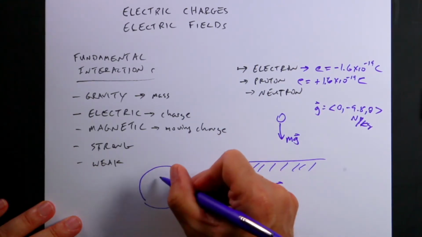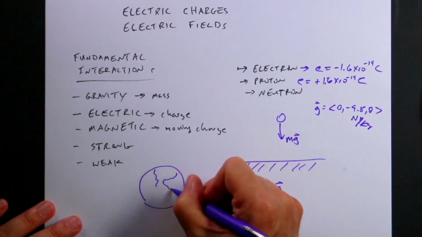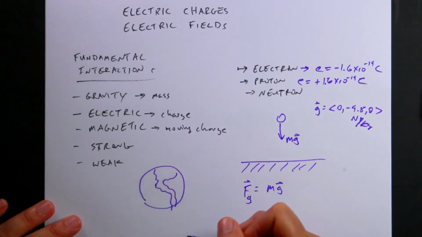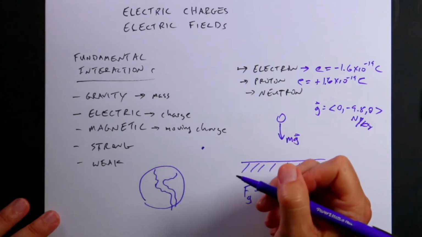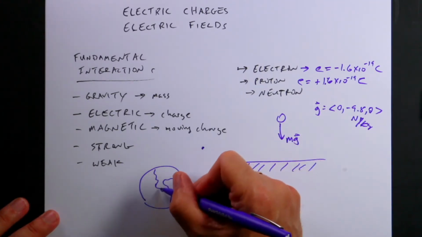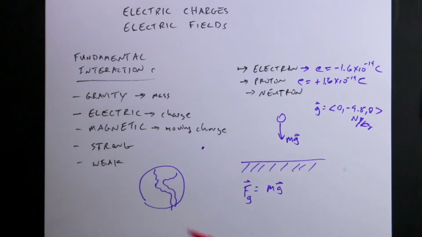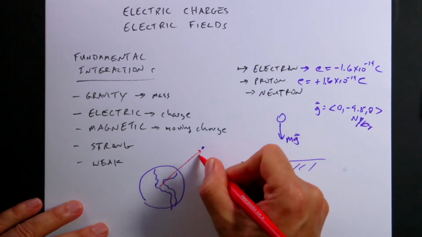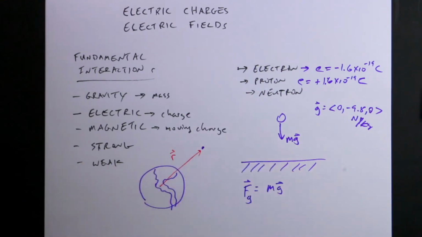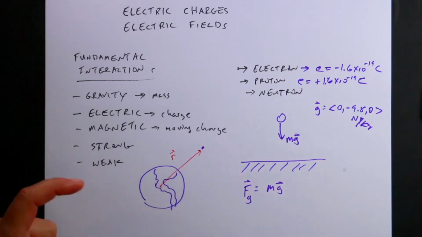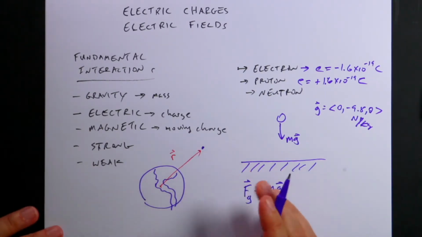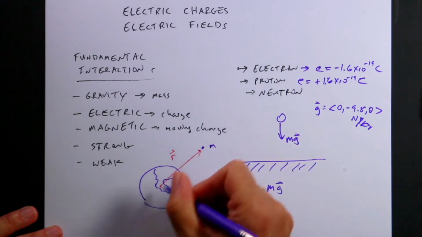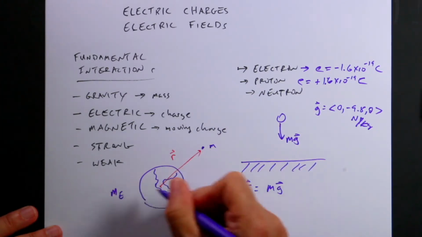What if I go to the Earth as a whole? There's my Earth. If I'm over here, how would I calculate the gravitational force? Well, I would need this vector r, right, from the center of the Earth to that object, whatever it is. We could call this a test mass. It has a mass just m, and this has a mass me for the mass of the Earth.